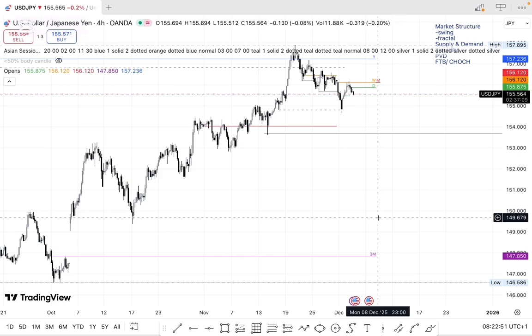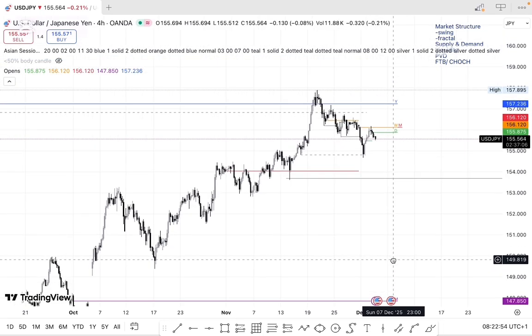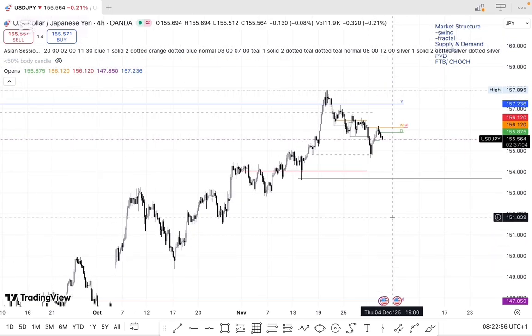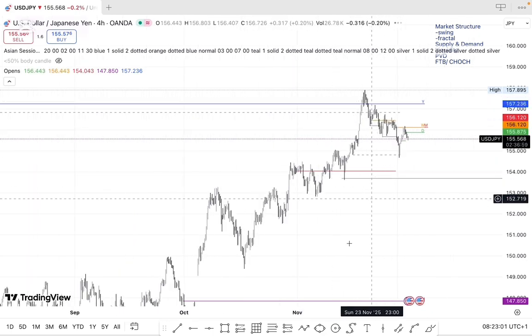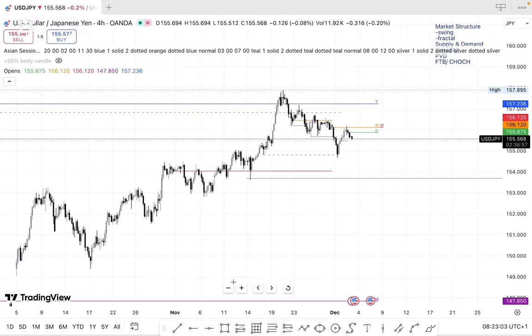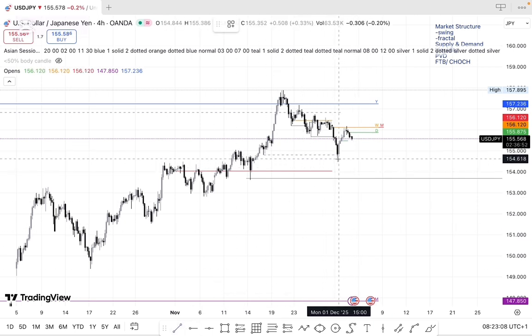So the next pair is US dollar JPY. That's the last pair we have today. What do we have on US dollar JPY? We've seen price tap into this yearly open, and from there we continue to drop down lower. So what do we have to do? We have to follow the trend again. Like I said, follow the trend, guys.